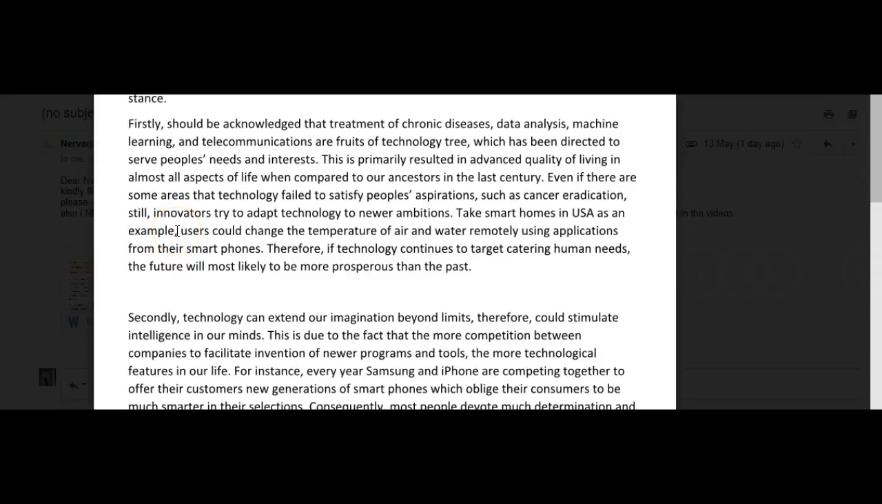Take smart homes in USA as an example, where users could change the temperature of air and water remotely using applications from their smartphones. Therefore, if technology continues to target catering human needs, the future will most likely be, without this, more prosperous than the past. I'm not convinced that this is the best word here. There's nothing that leads us to believe that this technology, especially as you mentioned it in your example sentence here, would lead to prosperity. So that's not really the right word. Maybe you mean more comfortable.